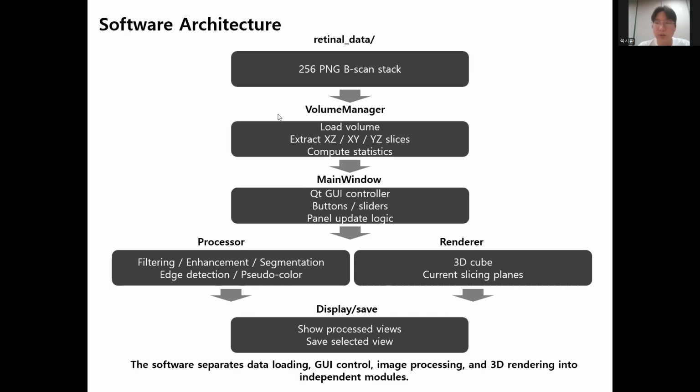It receives user input from buttons and sliders and updates the panel. When processing is requested, main window calls processor. The processor performs filtering, enhancement, segmentation, and pseudocolor processing. Separately, renderer draws the 3D cube and current slicing planes. Finally, the processed views are displayed and can be saved as image files.